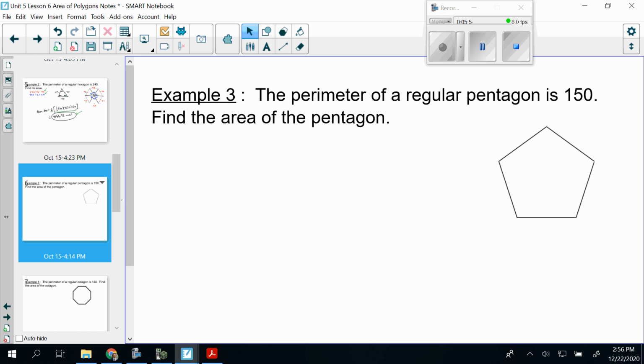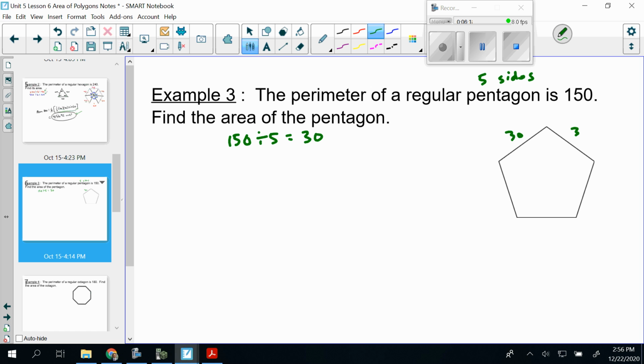All right, next let's try a pentagon one. So pentagon again means 5 sides here, and here they're saying the perimeter is 150. So start out similar again. Let's divide this by 5 though instead of 6, and here we're going to get that each side then ends up being 30. So all our sides here are 30 in length.